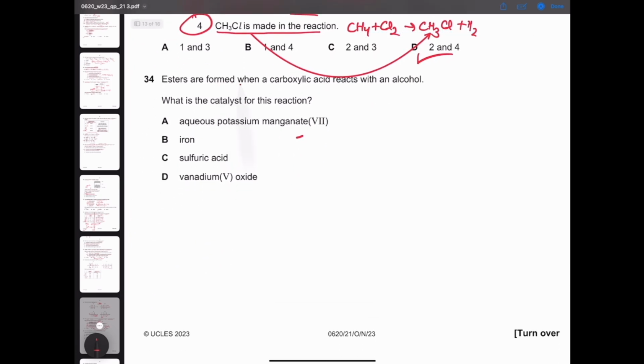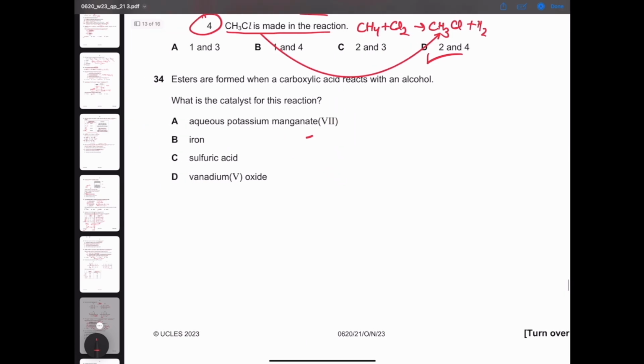Esters are formed when a carboxylic acid reacts with an alcohol. All right. What is the catalyst for this reaction? We know that an acid catalyst is used here, which is sulfuric acid. Potassium permanganate is used for oxidation, not for esterification.